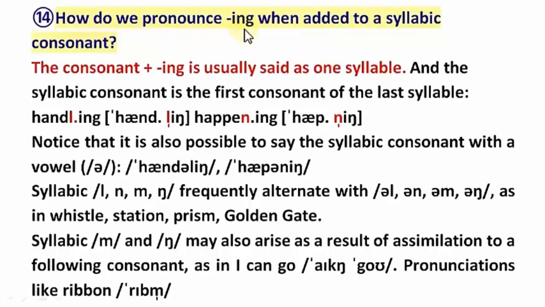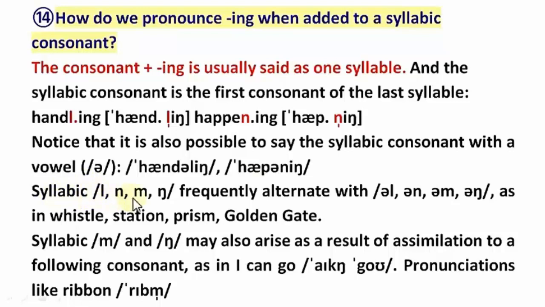How do we pronounce ing when added to a syllabic consonant? The consonant plus ing is usually said as one syllable, and the syllabic consonant is the first consonant of the last syllable. Handling, happening. Note that it is also possible to say the syllabic consonant with a vowel, handling and happening.